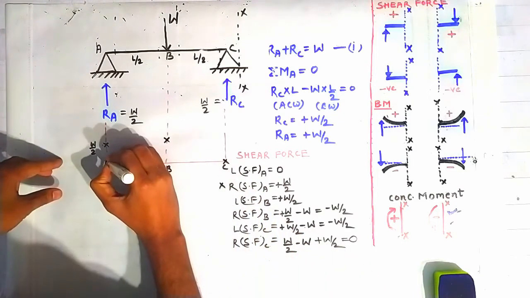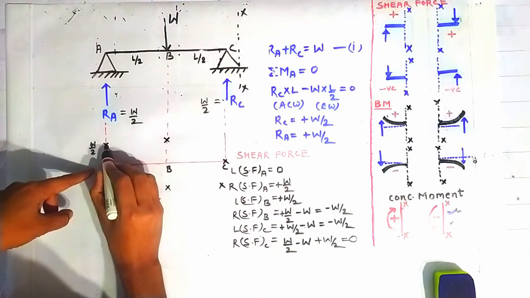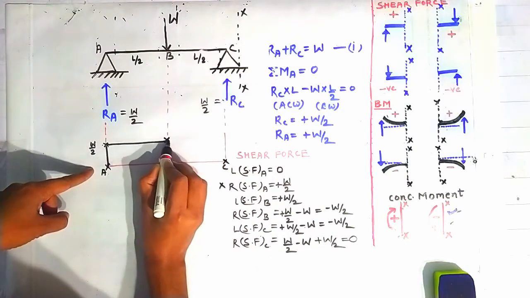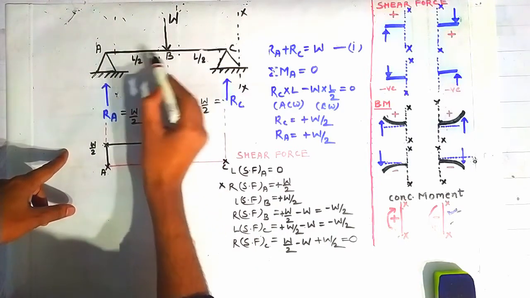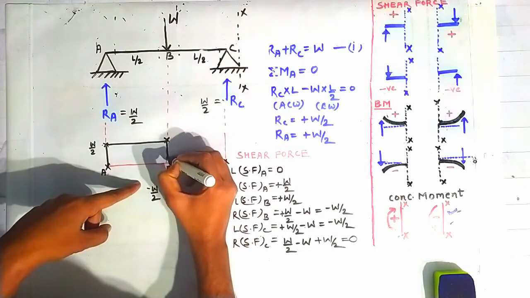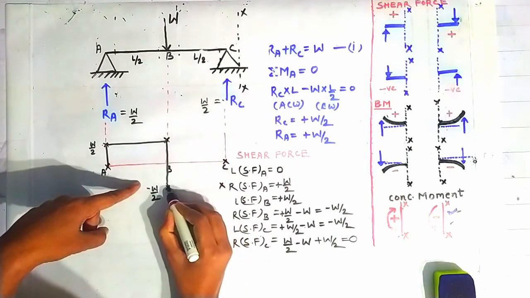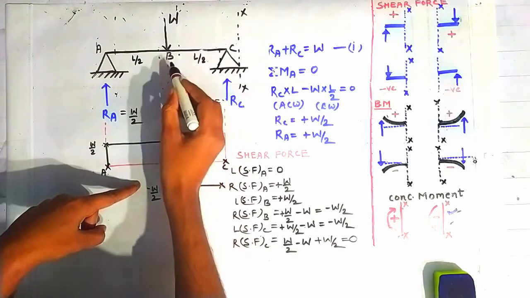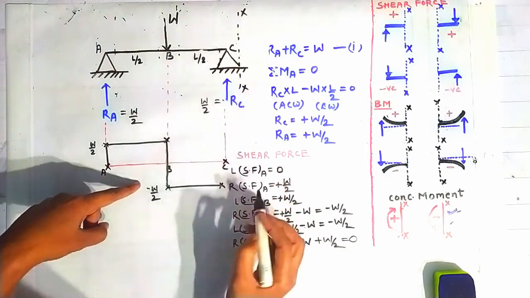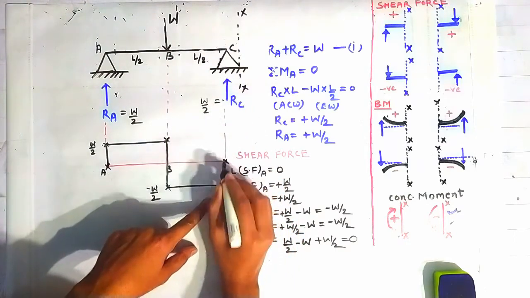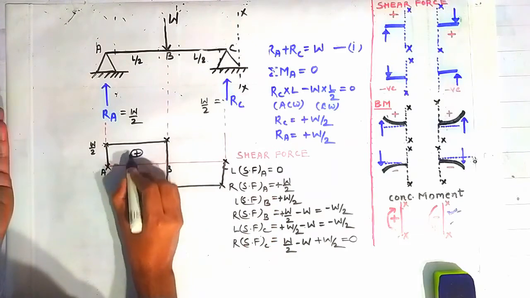So joining the first point with the second, and the second is joined with the third by a straight line because there is no load acting between point A and B, and the third is joined with the fourth point, and the fourth is joined with the fifth point with a straight line because there is no load lying between the point B and C, and this is joined with this. So this will give us the shear force diagram.